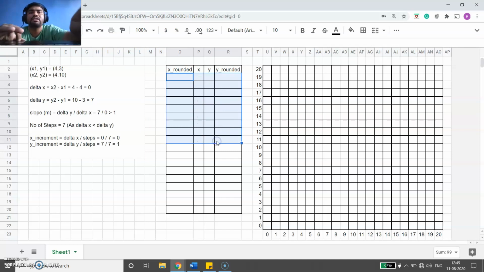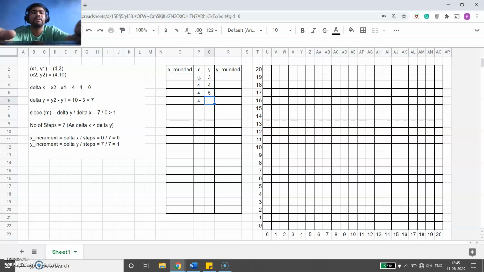So let's delete the last example and let's get started. So we have 4 comma 3. Now, when we start incrementing, we can only increment y. You can see that the x increment is 0. So next will be 4 comma 4. Next would be 4 comma 5.